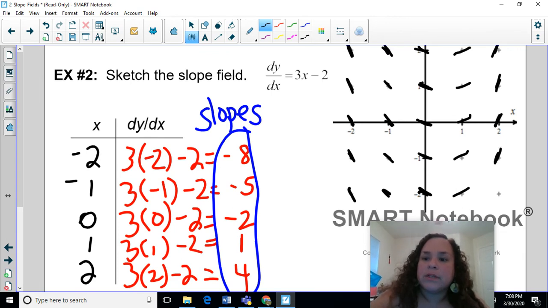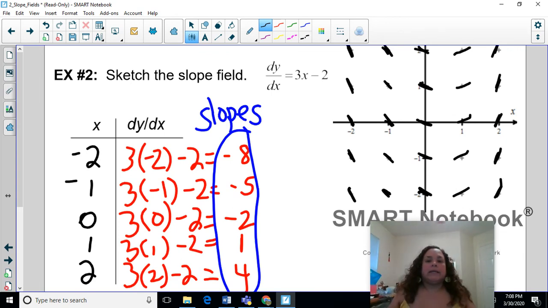Okay, so this completes the sketch of the slope field, okay? And why is this important? Because a lot of the time they ask us to find the particular solution to the differential equation. And what that means is that we have to find the specific graph or the specific equation for that differential equation at a specific point. So let's go ahead and take a look at how we do that, okay?